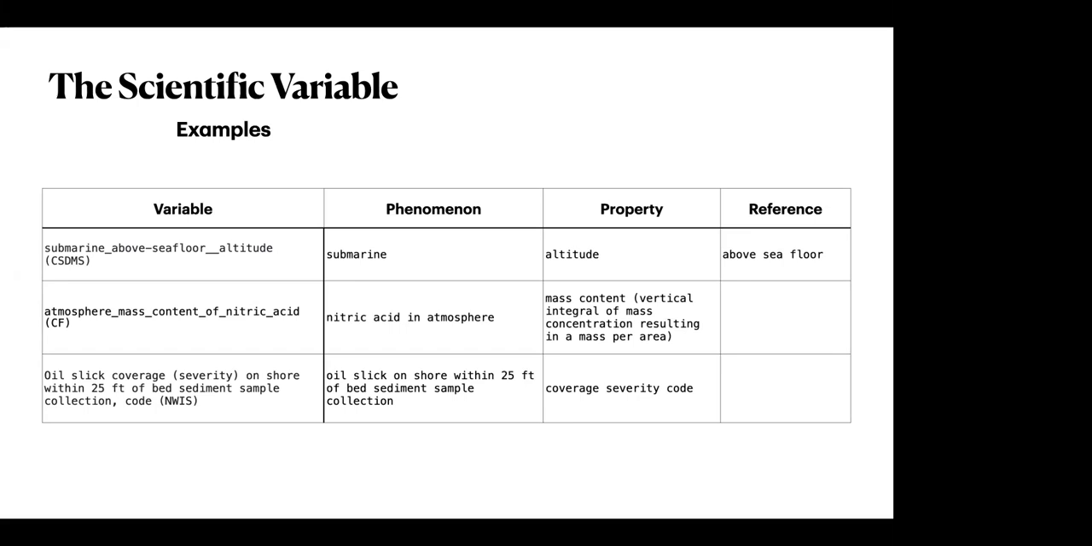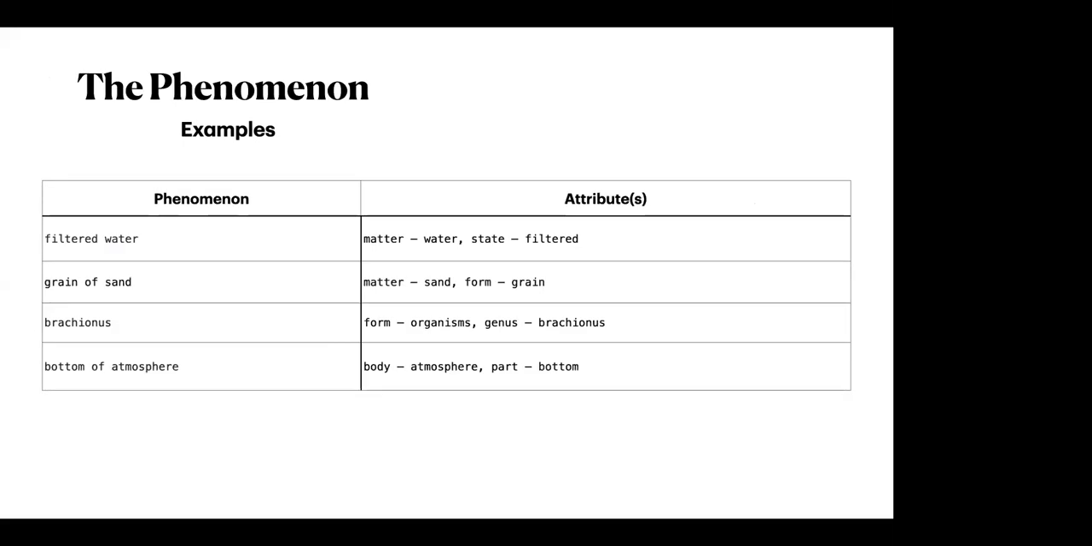Here I'm showing just a few examples, one from CSDMS, one from the CF standard names, and one from NWIS, of variables and how they're decomposed into their corresponding object of interest or phenomenon and property. And here are some examples of when you have a specific distinct phenomenon, how you could decompose it into its attributes to describe it. So here, for example, you have filtered water, you have a grain of sand, where the form is a grain and the matter is sand, or the bottom of the atmosphere.